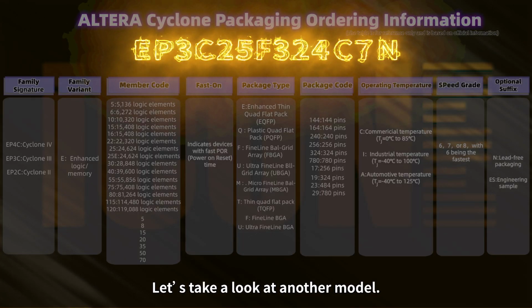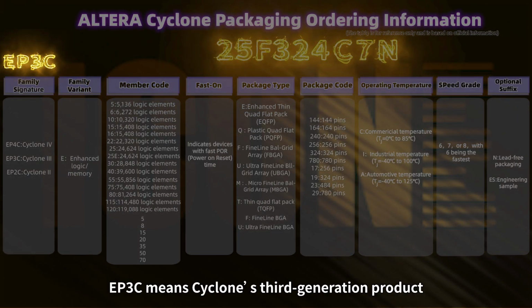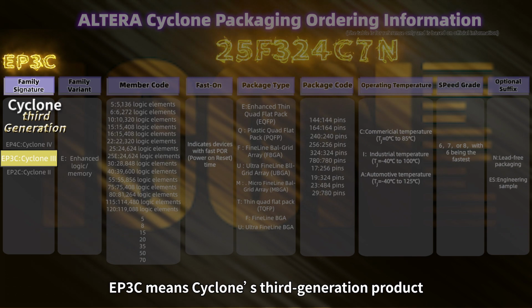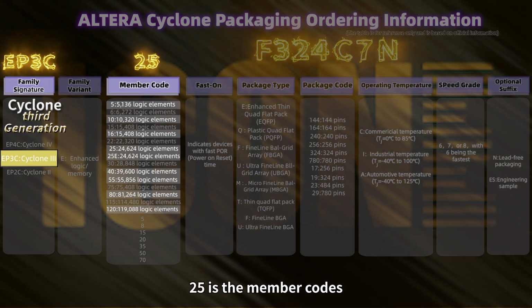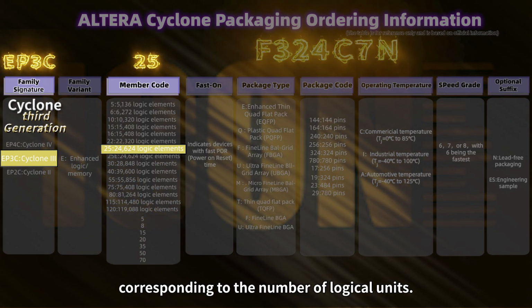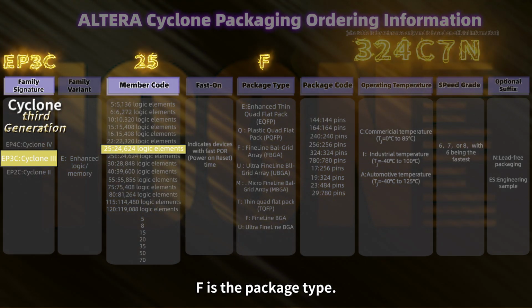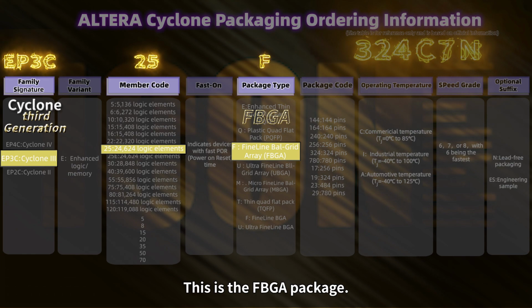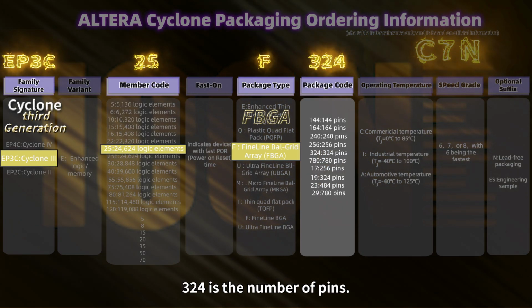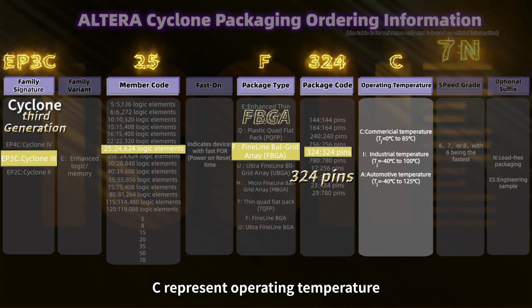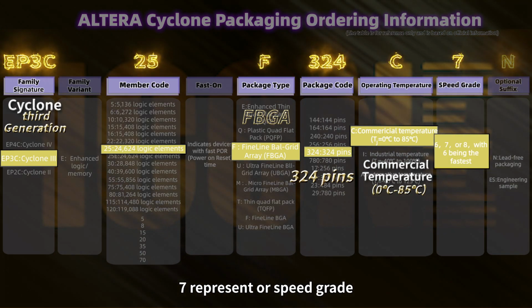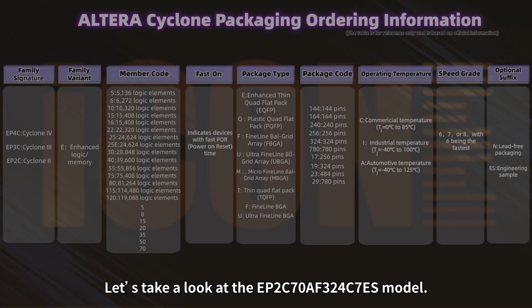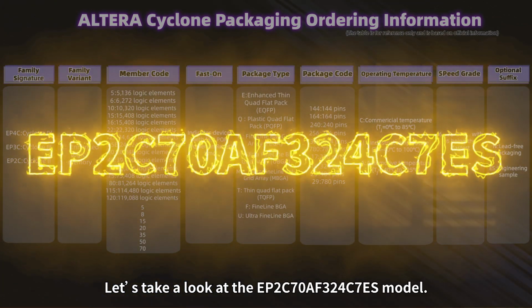Let's take a look at another model. EP3C means Cyclone's third generation product, corresponding to the family series. 25 is the member code corresponding to the number of logical units. F is the packaging type. This is the FPGA packaging. 324 is the number of pins. C represents the operating temperature. 7 represents the speed grade. N represents lead free. Let's take a look at the EP2C model.